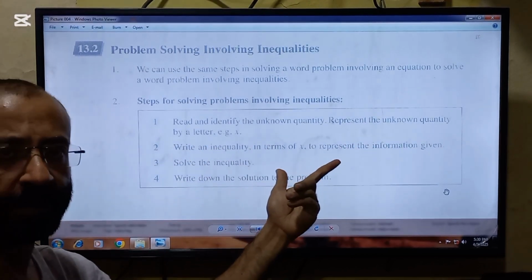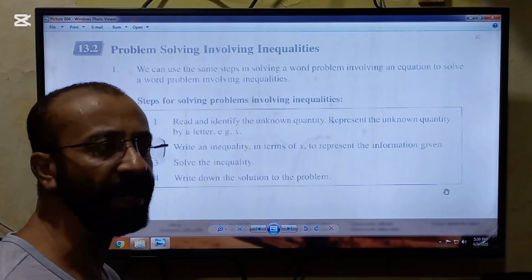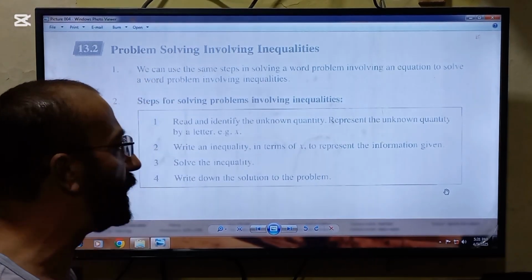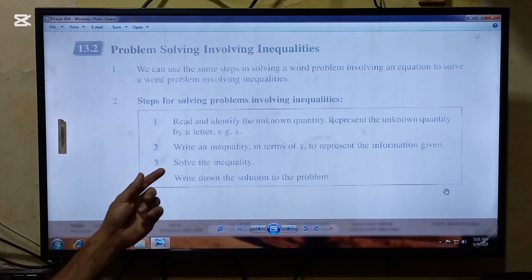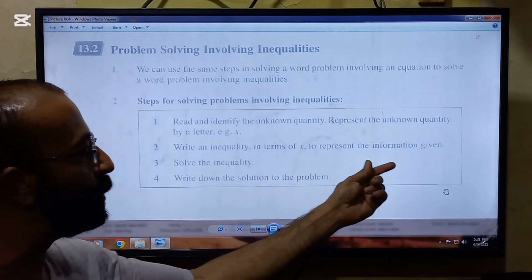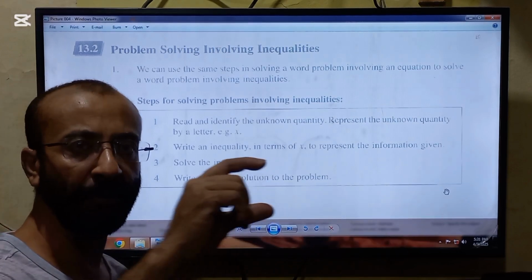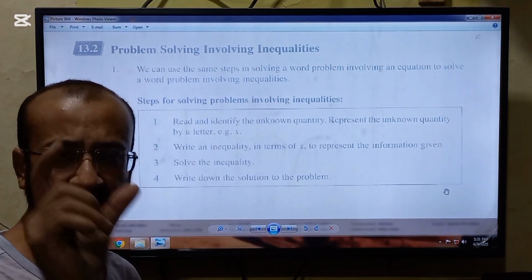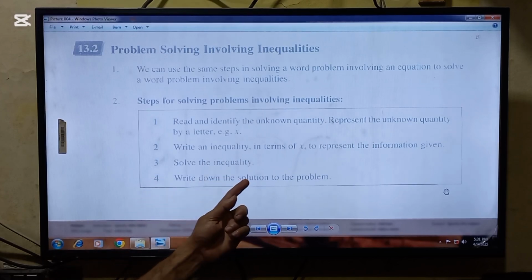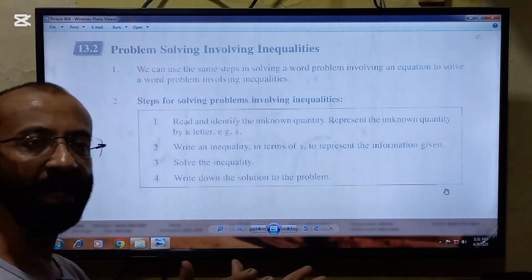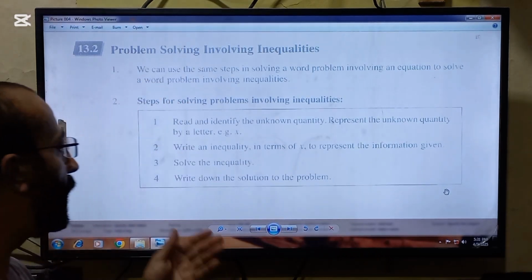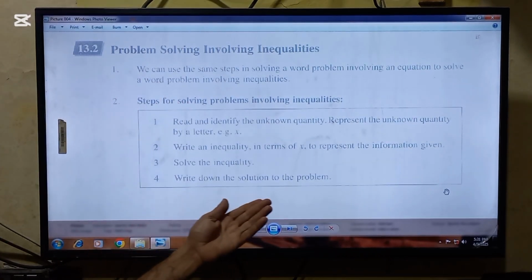For example, x. You may use letter Y, you may use letter S, whatever letter you want to use. For example, we are using letter X. Second step will be to write an inequality in terms of X to represent the information given. So whatever the information given, we will write that statement in inequality form. Next step will be to solve the inequality now. The steps will be the same which we have used in the previous category. And the last step will be to write down the solution to the problem.